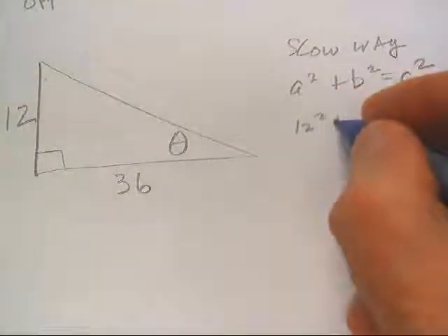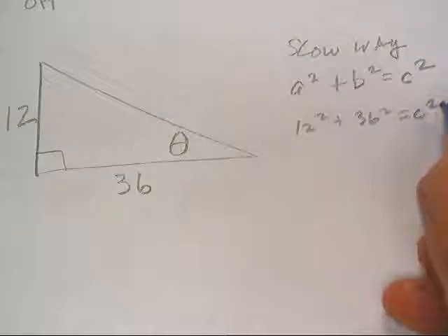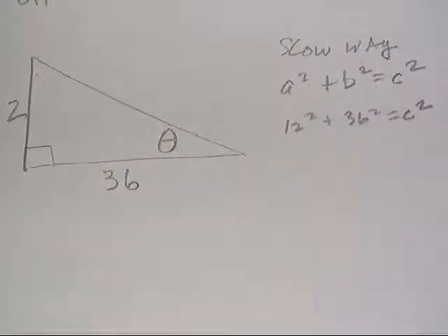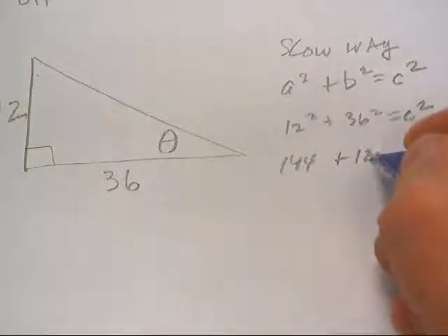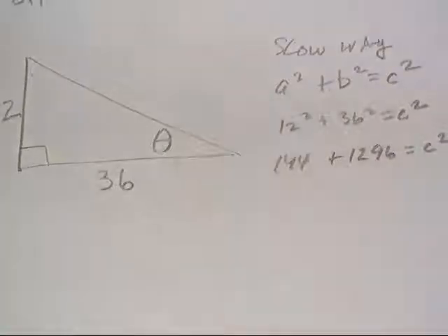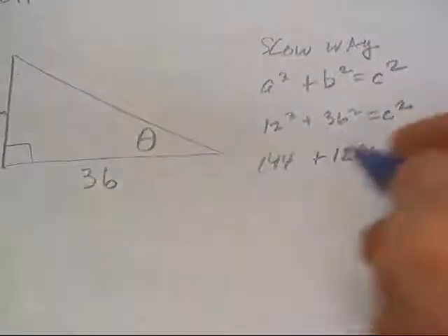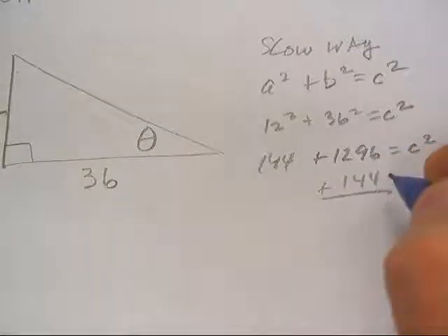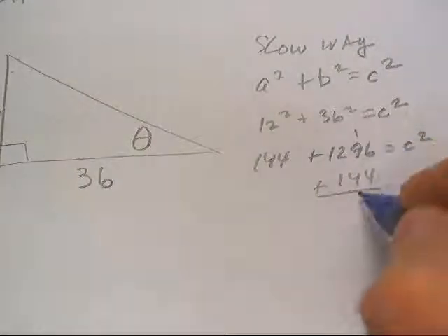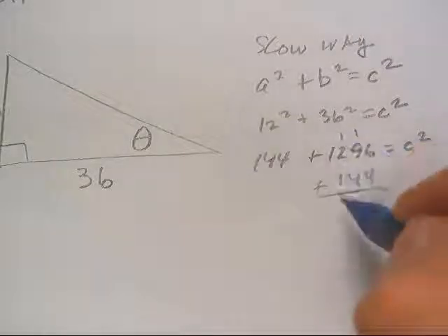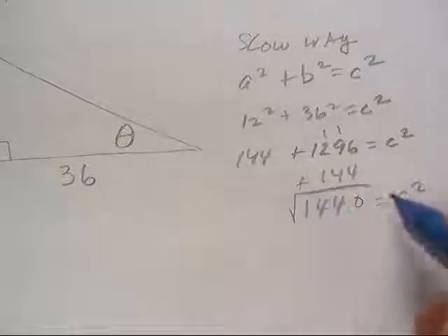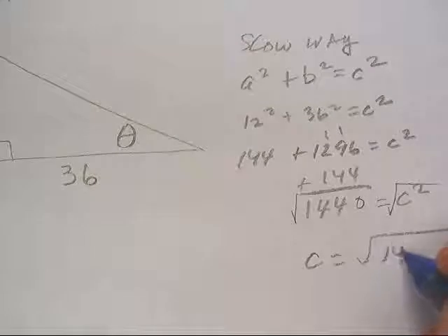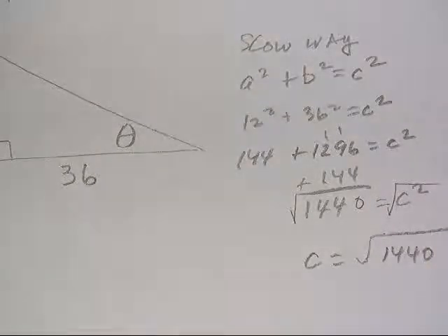So I've got to do 12 squared plus 36 squared equals c squared. Well, boy, this looks like fun, doesn't it? Well, that was 144. Of course, everybody knows that 36 squared is 1296, and that's equal to c squared. Let's add 144. You should be writing. That's 1440. Take the square root of both sides. And we got 1440 right there.